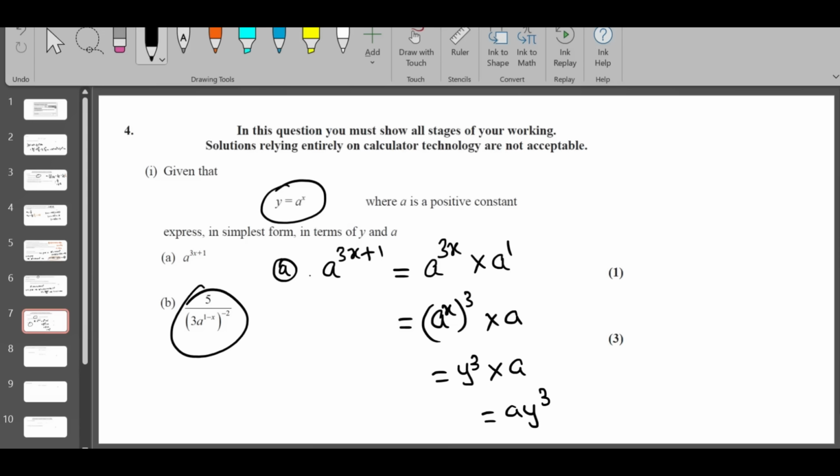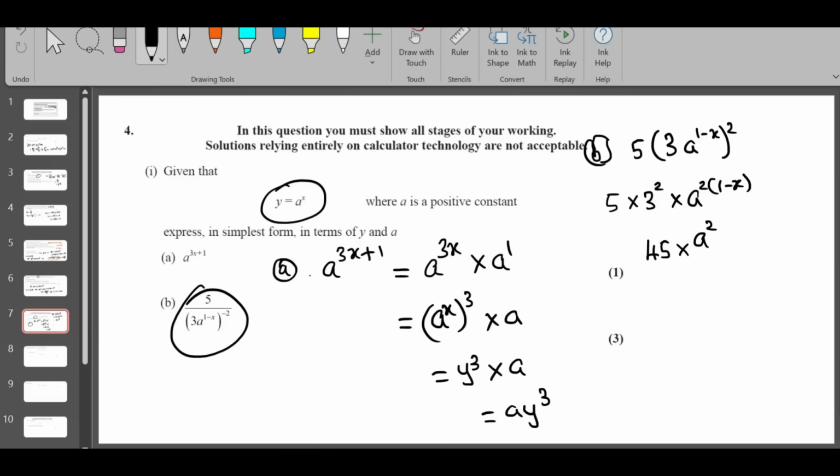Now for part B, since the power is minus 2, you can put it on top and change it to power positive 2. So I'm going to write it as 5 times 3a power 1 minus x to the power positive 2. And then distribute positive 2 to everything. So you'll get 5, 3 squared, a power 2 times 1 minus x. 3 squared is 9, 9 5s are 45. A power 2 minus 2x, right?